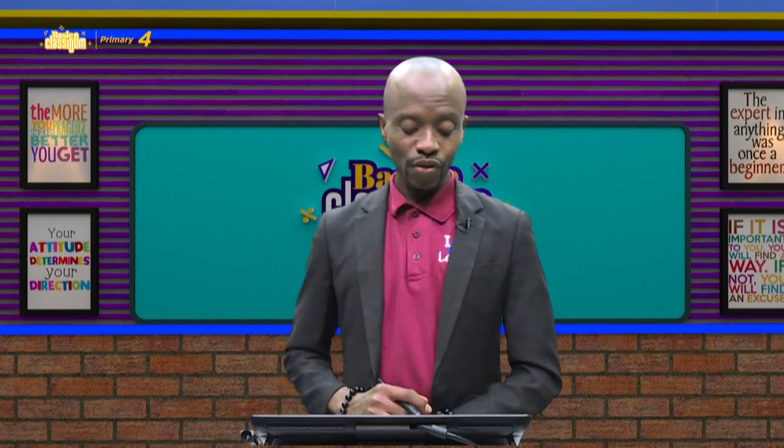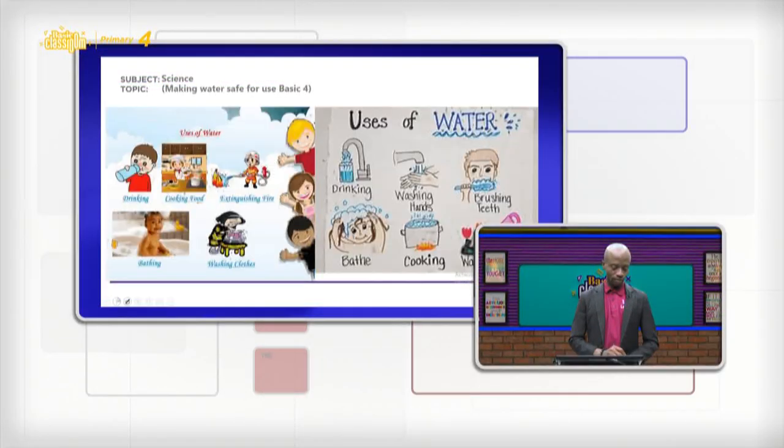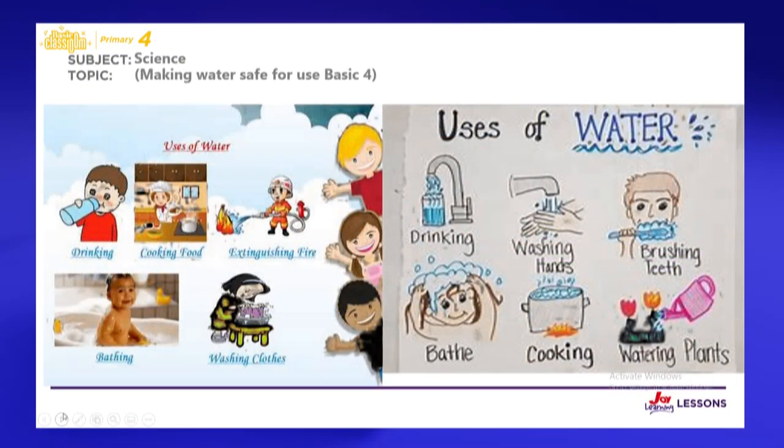All right, so welcome back. Let's look at some uses that you wrote down. You drink water, right? So we drink water. Water is used for cooking. We use water in a fire extinguisher to put out fire. We use water to do what? Bathing. And water for washing our clothes. Water for watering plants. So these are some uses of water. I hope you wrote a lot down.